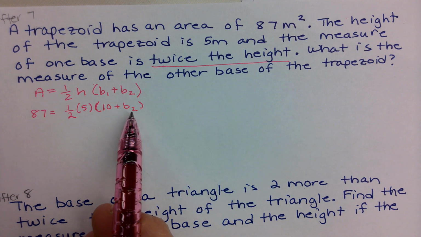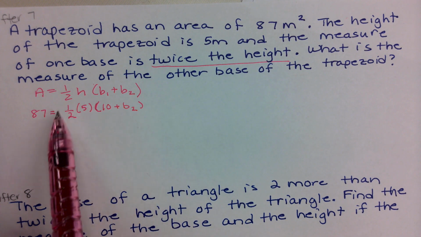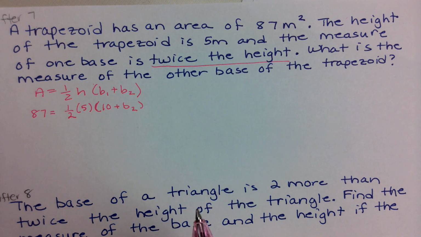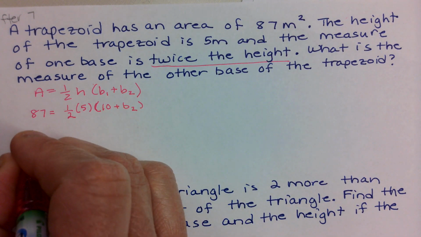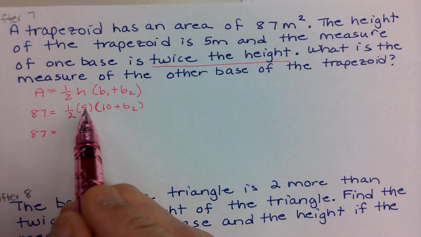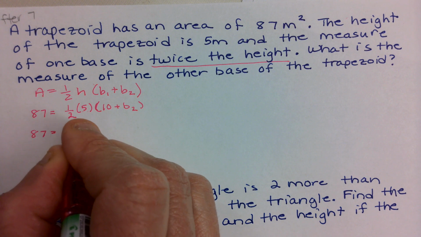What's the measure of the other base? So you have to know how to solve that, and you should be able to solve that at this point in time. Okay? But let's run through it. 87 equals, first thing I would do is multiply these two, 2.5.